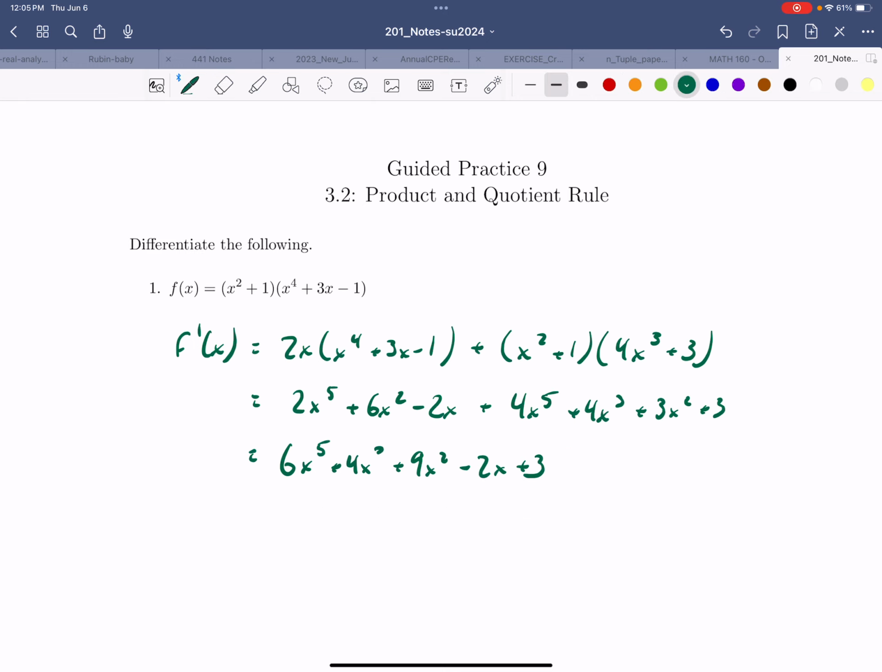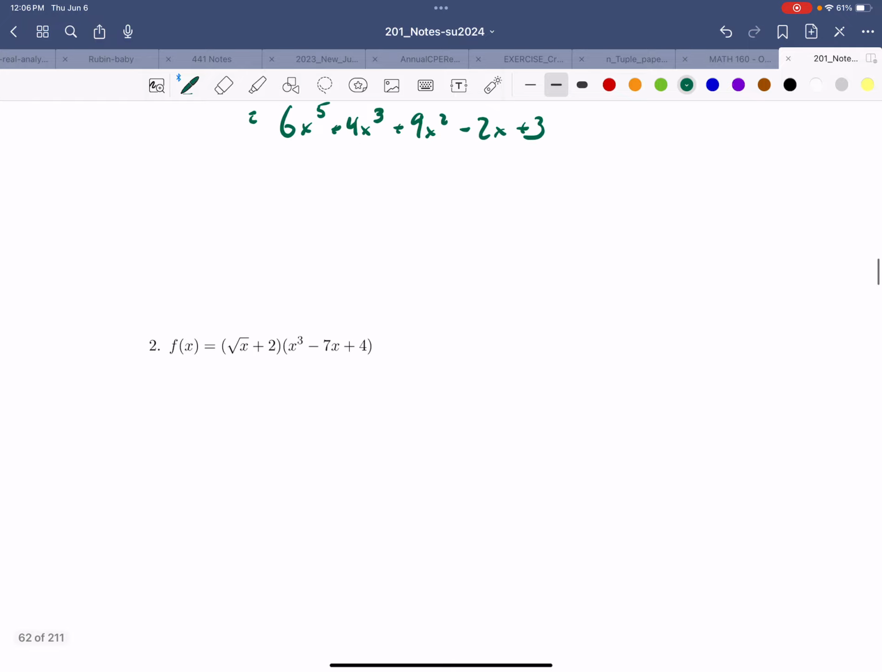Usually I won't ask you to simplify if it's something really complicated. This wasn't so bad. Anyway, here we got this, lovely. Same thing: we take the derivative of the first. Now remember, the square root of x is x to the 1/2. So the derivative is going to be 1/2 x to the negative 1/2, or 1 over 2 root x.